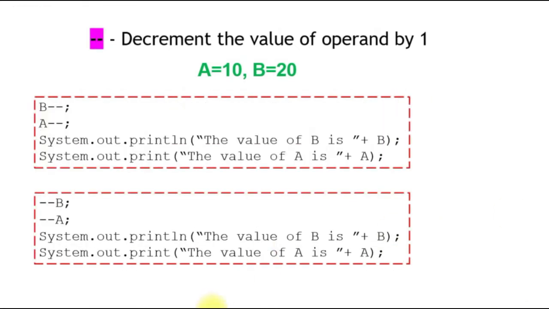Next is the decrement or yung minus. So, decrement or minus will decrement the value of operand by 1. So, meaning magmaminus siya ng 1. So, evaluate natin yung first code. B minus. Sa statement na to, ano yung value ng B? Take note, A is equal to 10, B is equal to 20 pa rin. So, dito, ano yung value ng B? So, ang value ng B ay 20 pa din.